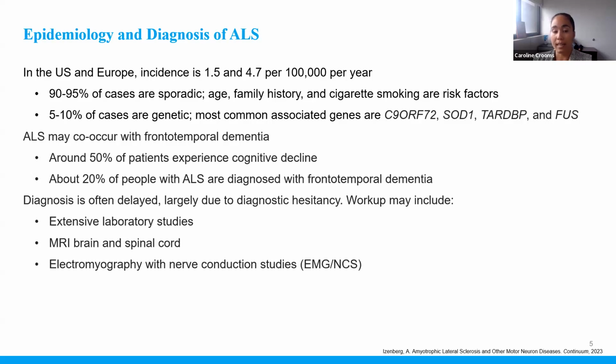So it's important to do a diagnostic workup in order to rule out the mimics, but it's also important to keep this diagnosis in mind when people present with progressive weakness. There's quite a number of laboratory studies that are typically sent. An MRI of the brain and spinal cord is usually done. And then electromyography with nerve conduction studies, also known as EMG, NCS, would be the typical test that's really needed to diagnose ALS. There's no single diagnostic test, but EMG, NCS is probably the best one, and that's done typically by a neurologist.